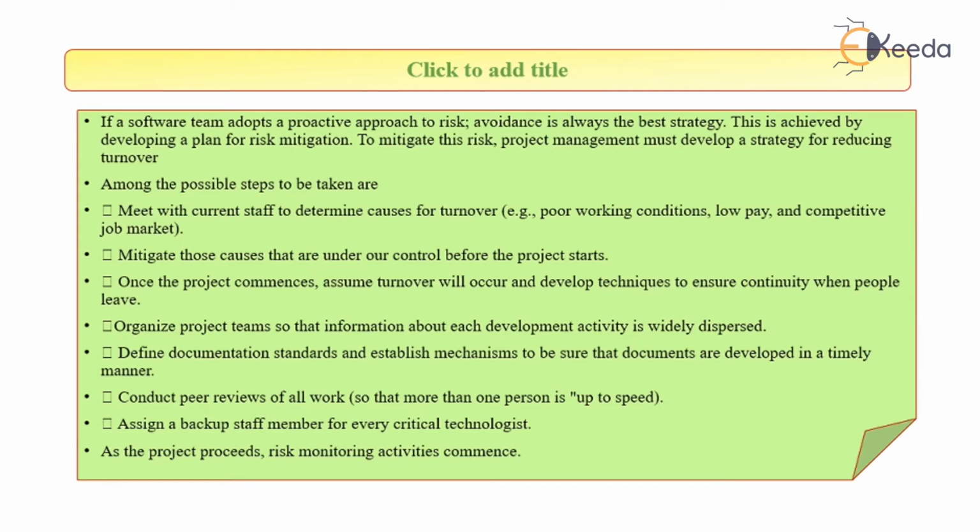In a proactive risk strategy, the developer or the team works to avoid the risk before it occurs. And reactive strategy means the team members wait for the risk to become true, and after that they apply the contingency plan. For that, the steps taken are: meet the current staff to determine the causes for the risk. It could be poor working conditions, low pay, or a competitive job market. Mitigate those causes that are under control before the project starts. Once the project commences, assume turnover will occur and develop techniques to ensure continuity when people leave.